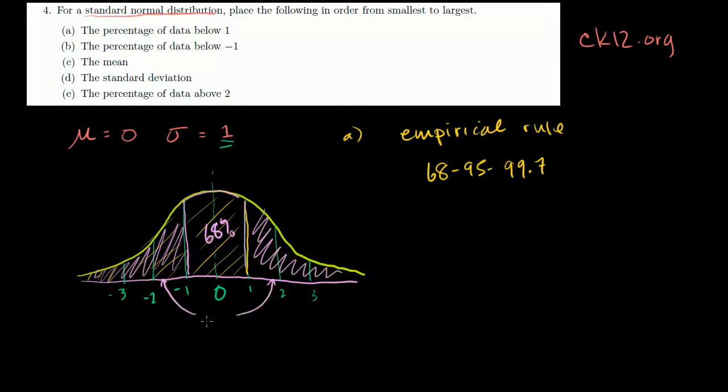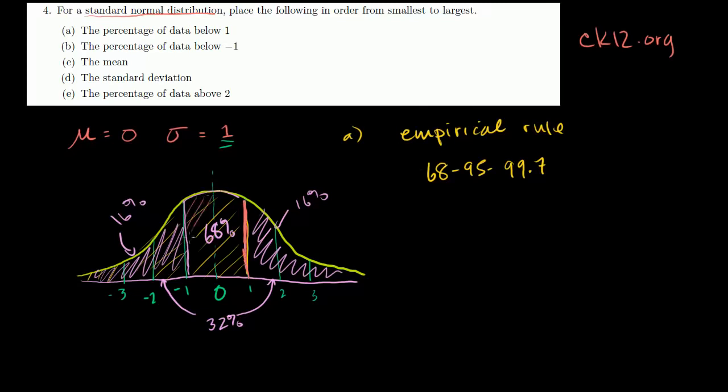So those two combined are 32%. 32 plus 68 is 100. Now, this is symmetrical. These two things are the exact same. So if they add up to 32, this right here is 16%, and this right here is 16%. Now, in the question, they want us to know the area of everything, let me do it in a new color, everything less than 1, right? The percentage of data below 1. So everything to the left of this point.